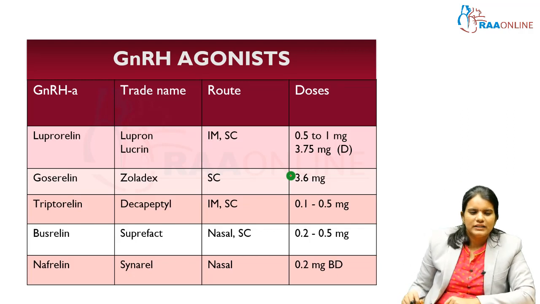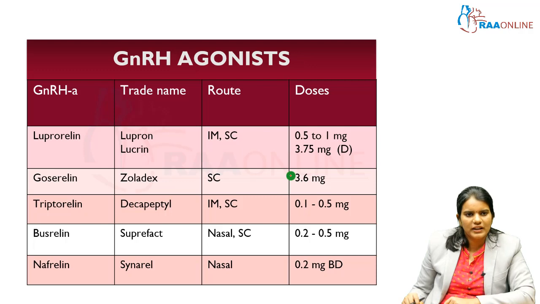Okay. Now, the GnRH agonists are leuprolide, goserelin, triptorelin, buserelin and nafarelin. The trade names are these and the doses are as follows.